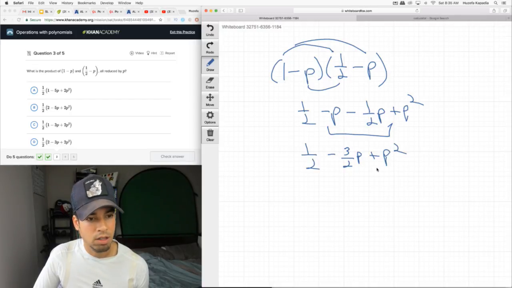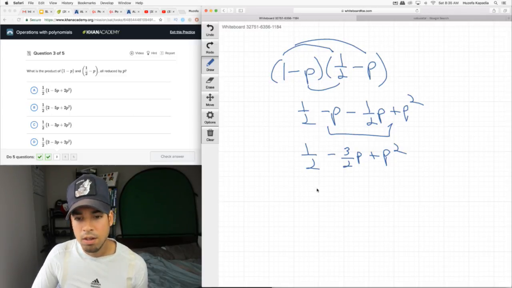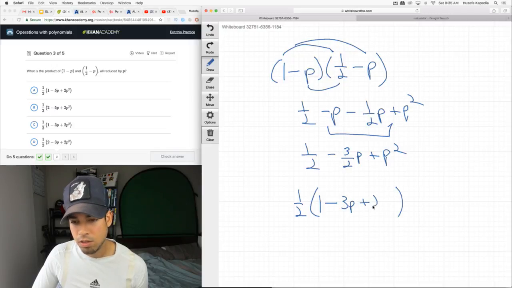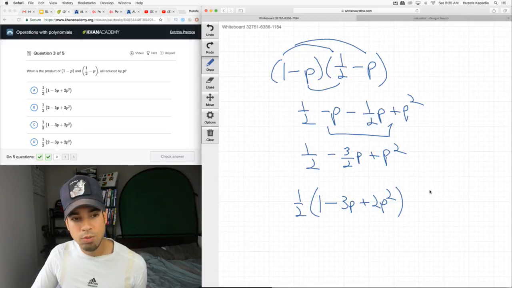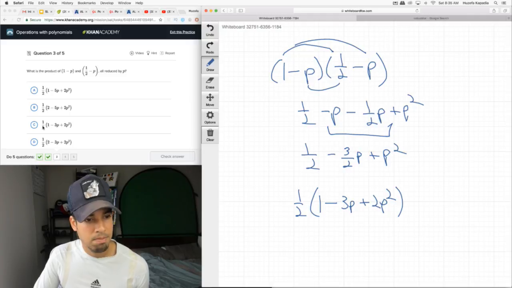Now let's flip it around. Actually, no, they have the p squared at the end. And in all of these answers, they factored out a 1/2, so I'm just going to do the same. If I factor out a 1/2, divide everything by 1/2, this would just be a 1, right? 1/2 times 1 is 1/2. This would be a 3p. 1/2 times that would be negative 3 over 2p. And then this one would be 2p squared, because 1/2 times 2 goes back to 1. So I don't know what this reduced by p thing is, but we've got the answer here. And I can see that it matches up with C, right? 1 minus 3p plus 2p squared.